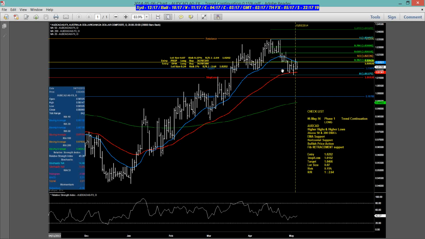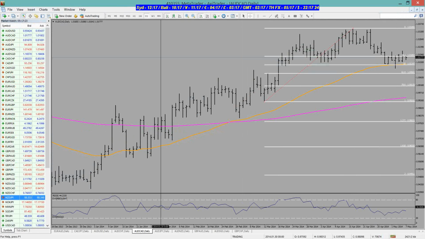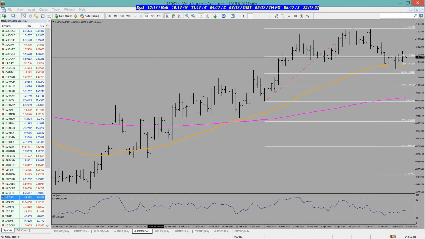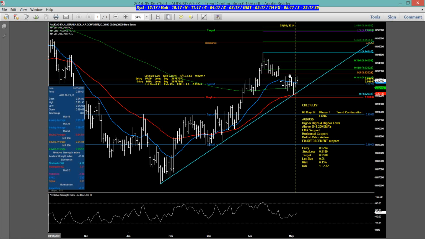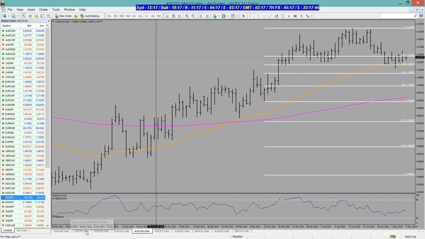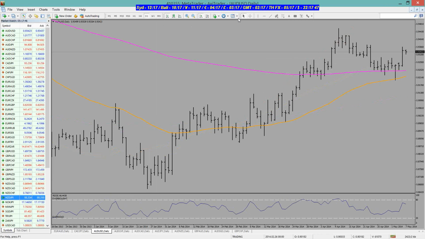So Aussie CAD looks reasonable, but fundamentally I'm not with it, but technically it looks okay. I don't think it's the strongest setup technically either. Aussie US. Again, you haven't got the fib there, from there to there. Got your extension. Yes, there's a good trend line support. Say horizontal support somewhere around there.